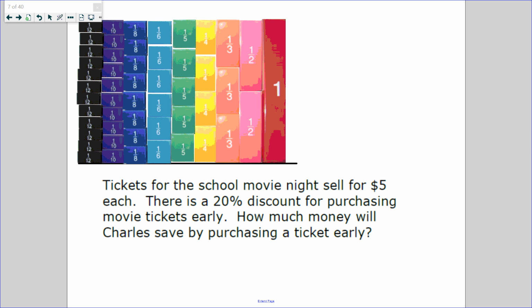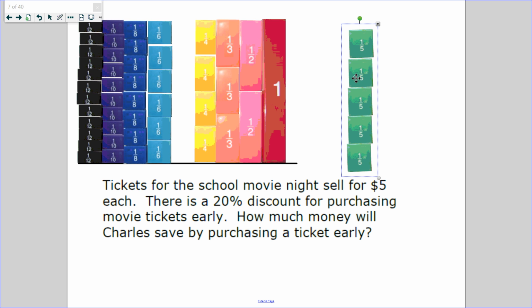Let's try another one. Tickets for the school movie night sale for $5 each. There is a 20% discount for purchasing movie tickets early. How much money will Charles save by purchasing a ticket early? There are many ways to solve it. We can use our fraction bar to solve it. So I'm going to move this. Whoops. Let's move this right here.